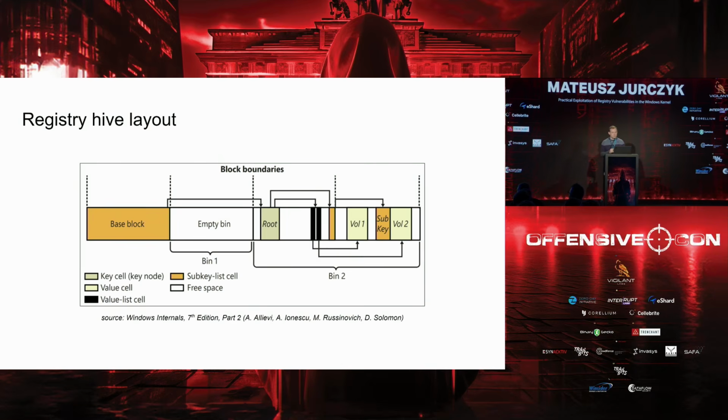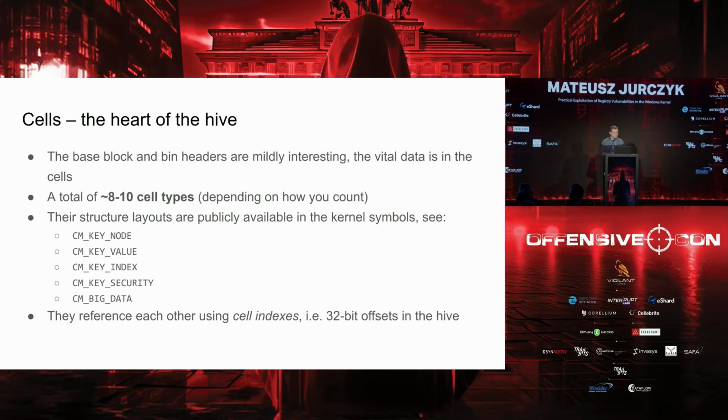Here is an image from the great Windows Internals book, which explains this, and we can see all of the parts here. The base block, then a bin, the first bin that is completely empty, meaning it probably has a single cell that is free and has 4 kilobytes. And then in the second bin, we actually have some cells that are allocated and store the data of the registry and the registry tree and all of the information contained within.